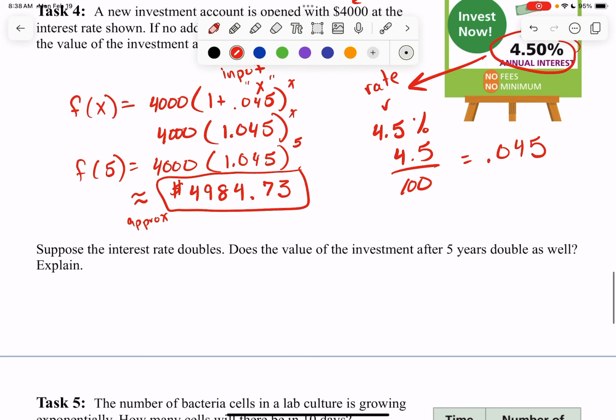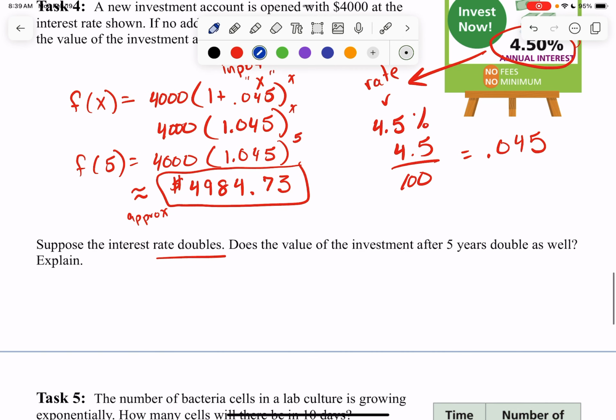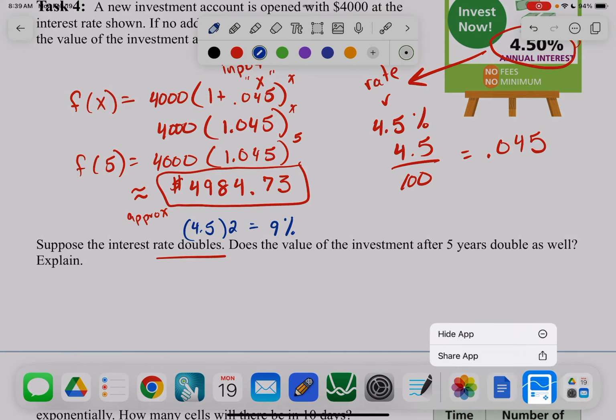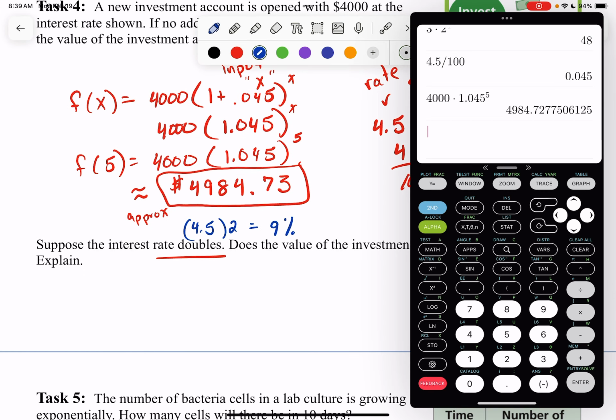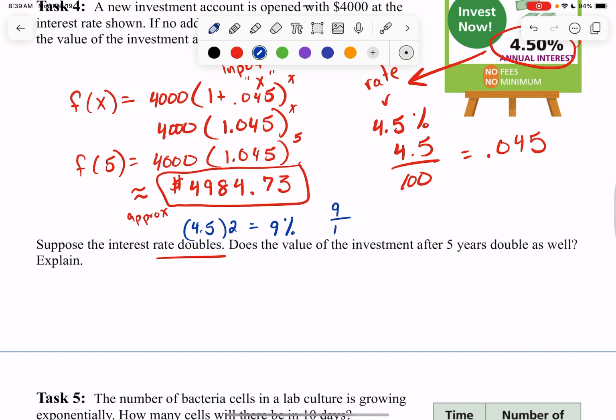Okay, so now it says, suppose the interest rate doubles. Does the value of the investment after 5 years double as well? Well, I don't know. Let's try it. If the rate doubles, so the rate was 4.5, doubling means twice as big. So now my rate would be 9%, 4.5 times 2, right? So I'm now at 9%, which is 9 per 100, which is 0.09.